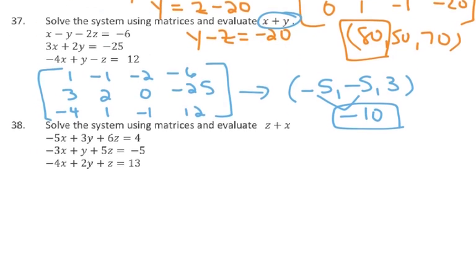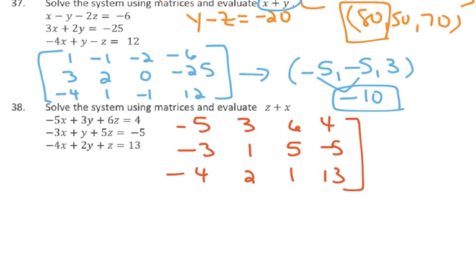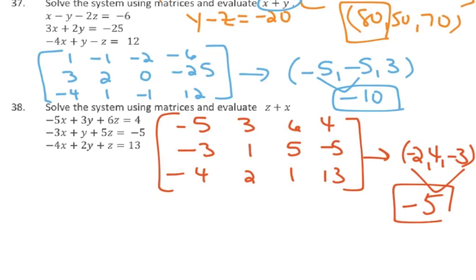Number 38. Let's do it again, but this time we're going to add z and x. So you should plug in negative 5, 3, 6, 4, negative 3, 1, 5, negative 5, 4, 2, negative 4, 2, 1, 13. When you solve it, you should get negative 2, 4, negative 3 as your solutions. And z plus x should be negative 5.